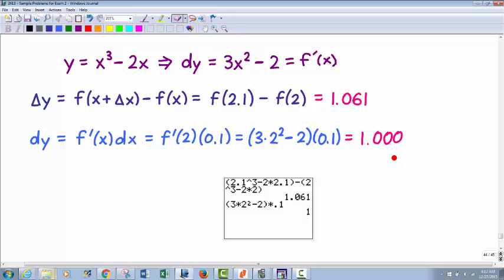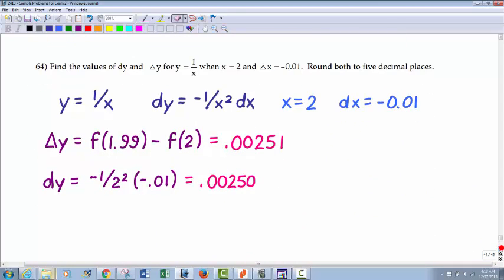So you can see that 1.000 is a good approximation for 1.061. There's no rule of thumb for how close they're supposed to be, but if you get 1.061 for one of them and 4.258 for the other, at least one of them is wrong, maybe both. They wouldn't be that far away from each other.